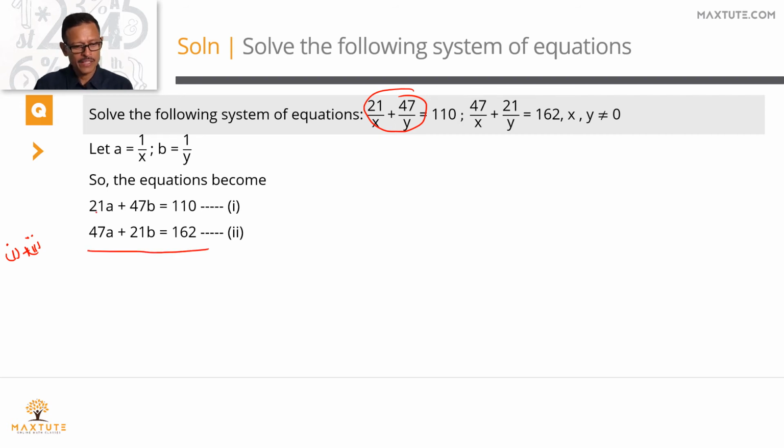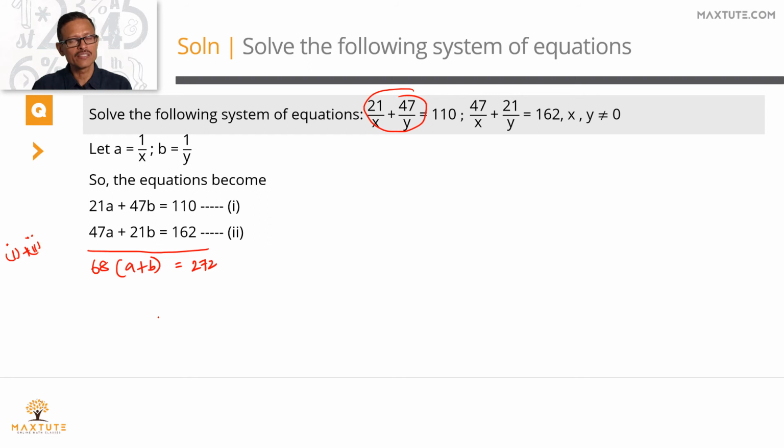So what we'll get is 21 plus 47, which is 68a, and 47 plus 21, which is again 68b. So 68a plus 68b, I'm going to write it as 68 times (a plus b). That is equal to 272, adding the right hand side. Let's see if this number is divisible by 68. Yes, it's divisible by 68.